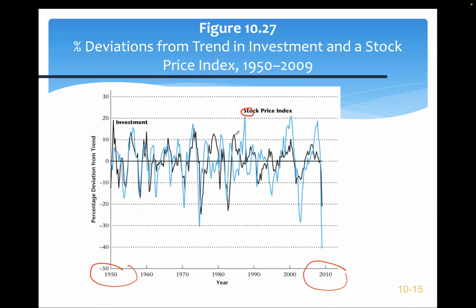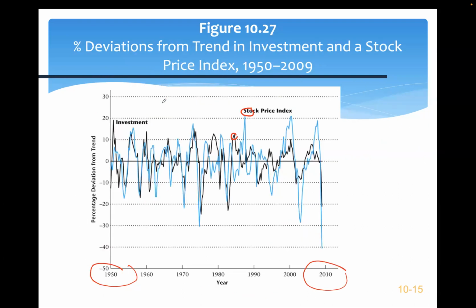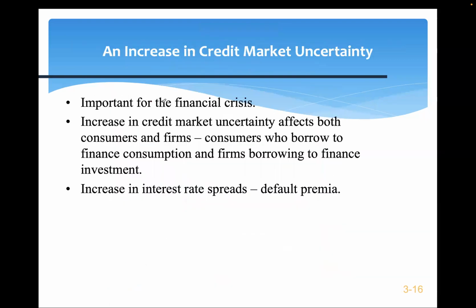stock price, right? Look at here. Investment goes up, and then the stock price picks up after that. Why? Just look at what we discussed earlier. Investment is going to respond to future technology change, right? And the stock price is going to reflect the value of those things. Okay, so that's why it's usually a leading indicator.